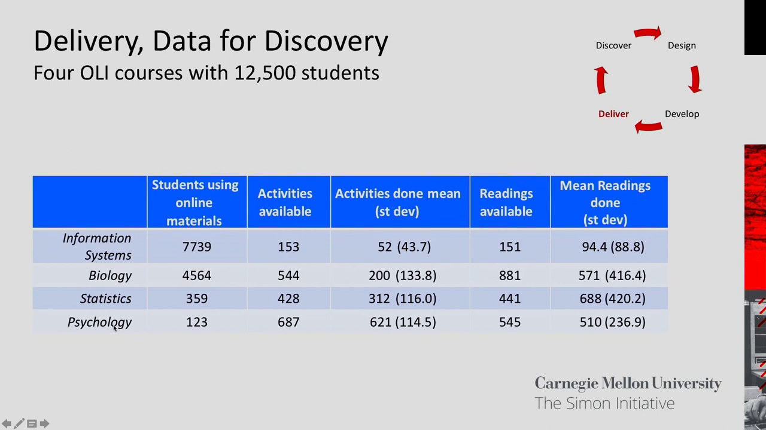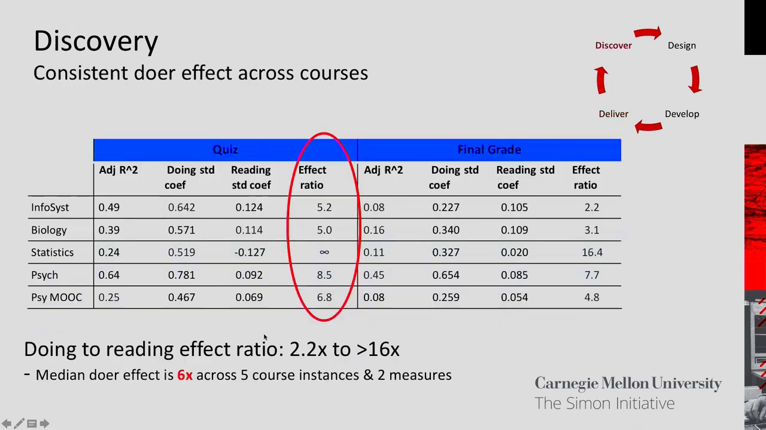We did this for an information systems course, a biology course, a statistics course, and another non-MOOC instance of this psychology course. And as you can see, this is a large number of students involved, over 12,000 students across these data sets. And just to highlight the doer effect here, this is the ratio of the impact of doing compared to reading, which we saw before was about 6 times. So we see different ratios here on the total quiz score, similar ratios on the final grade. Turns out the median across all of these is exactly 6 again. That was an interesting coincidence. But this is now 5 different course instances and 2 different measures across all the courses.